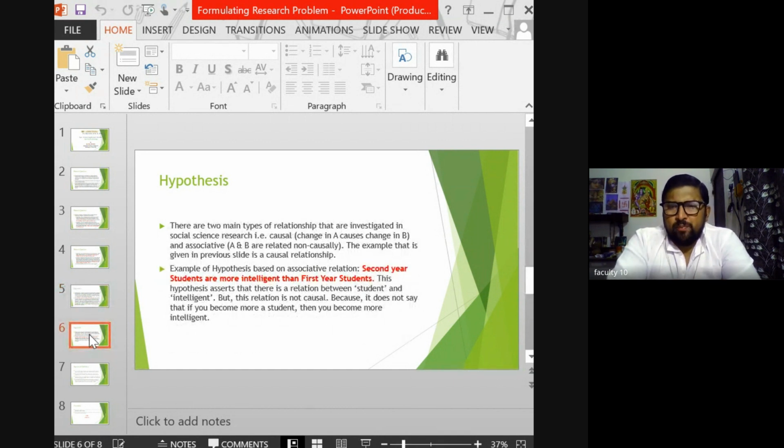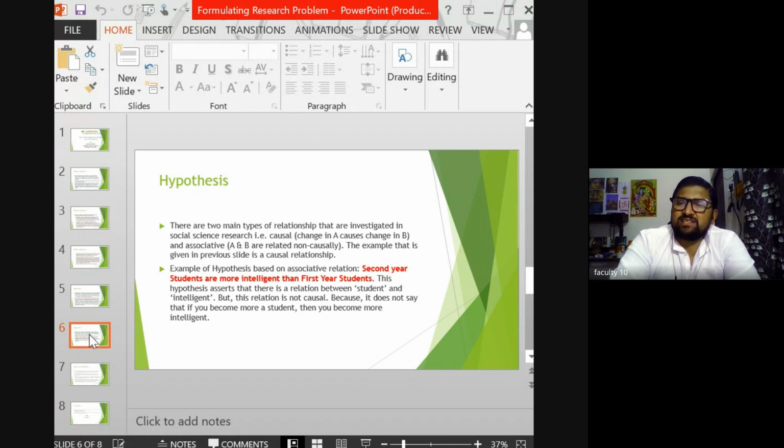Now, there are two main types of relationship that are investigated in social science research. One is the causal. Causal means the change in A causes change in B. And another is associative. So there are two relationships. I mean, we are talking about the relationship between the variables. Now, this relationship between the variables may take the form of a causal relationship or it may take the form of an associative relationship. Right? So, what is a causal relationship? Now, if the change in A causes change in B, for example, if you go back to the earlier example, if you come to the class, you will become intelligent. It means the more you come to class, the more you become intelligent.